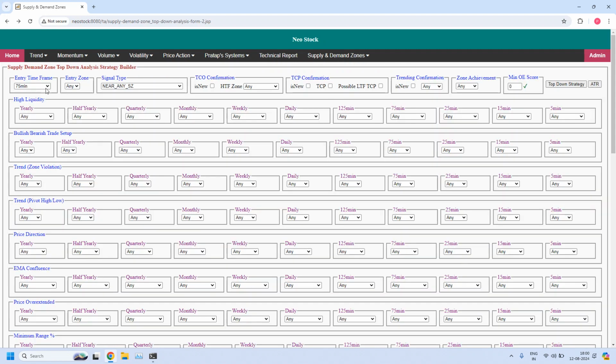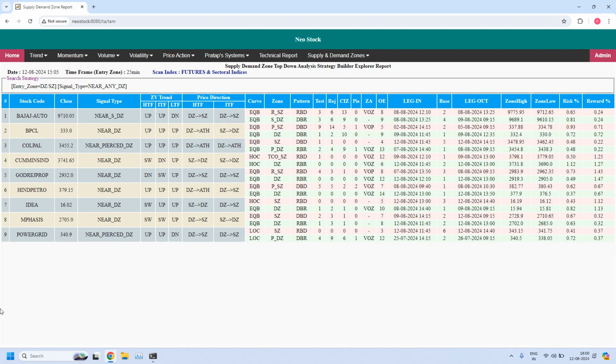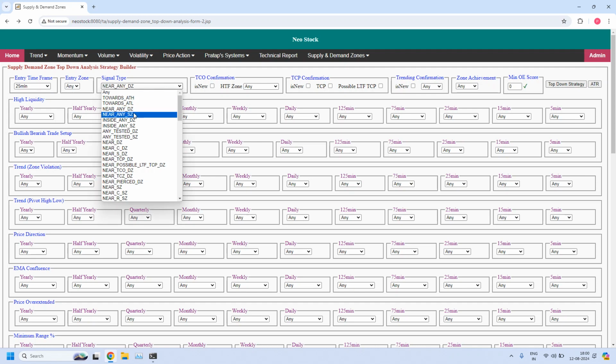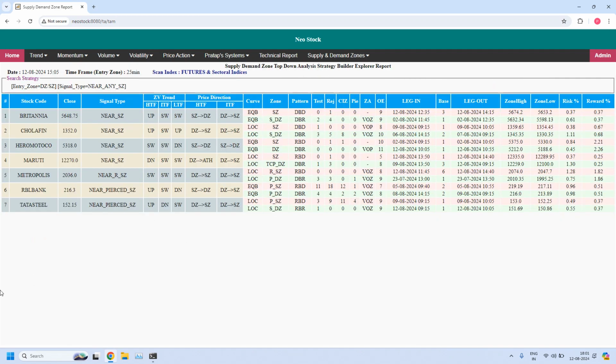Next time frame is 25 minutes. So let us find the stocks near 25 minutes demand zone. 9 stocks are near to the 25 minutes demand zone. Let me go back. For 25 minutes time frame, let us find the stocks near 25 minutes supply zone. 7 stocks are filtered.